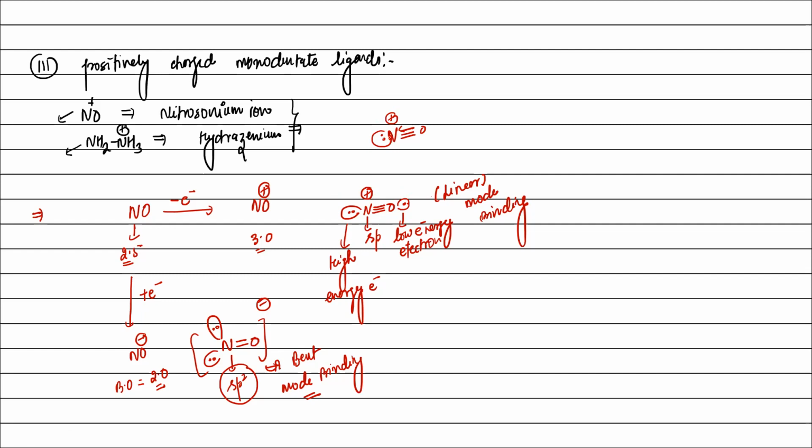So 5 electron is present on nitrogen, one positive charge, it means it has 4 electrons, the 2 electron is there, one is the coordinate bond from oxygen to nitrogen, right?